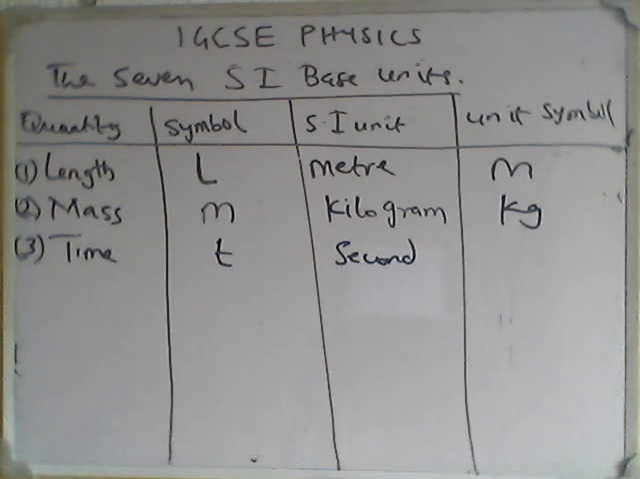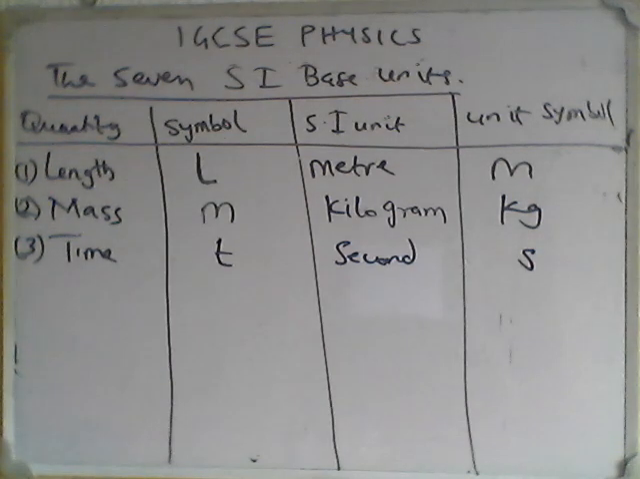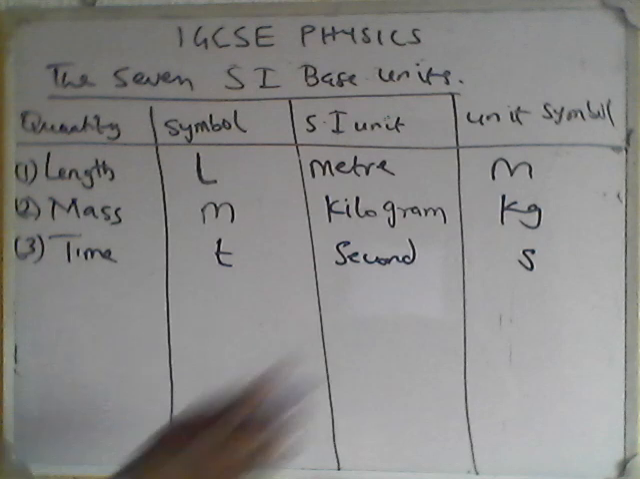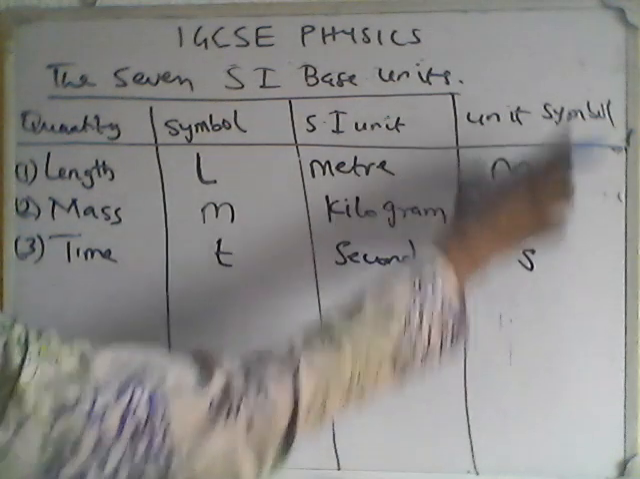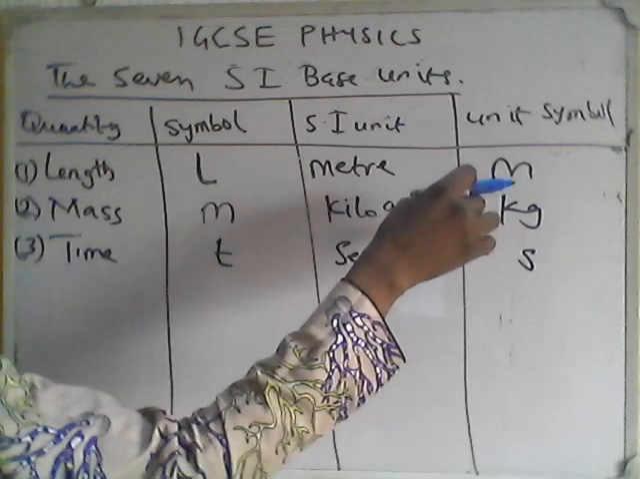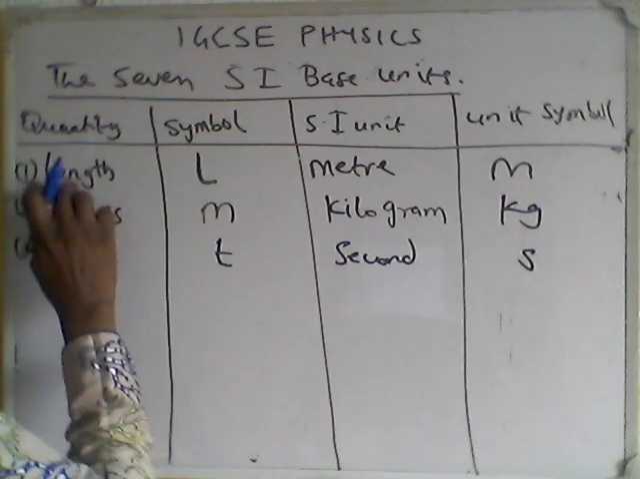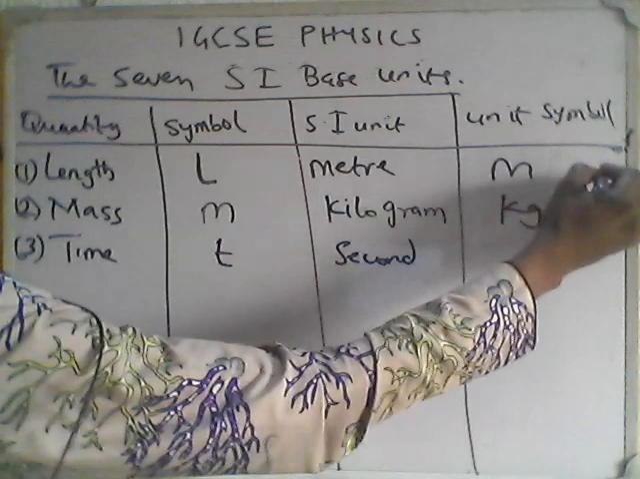Okay, so under unit symbol is S, second unit symbol. Now again, this unit symbol is when you want to write it in a quantitative manner. This is what follows the number, the numerical. For example, if I want to say 10 meter, I'll come here and say 10 meter.